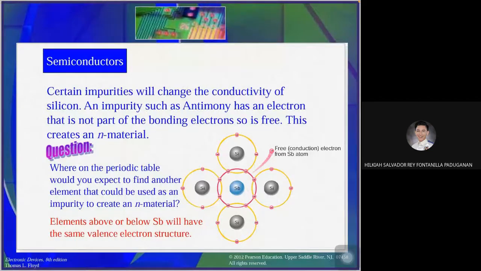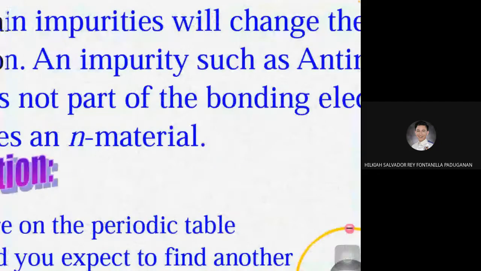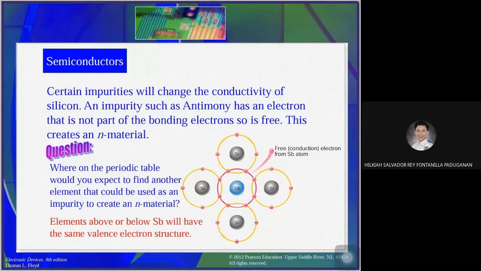Reading it out, certain impurities will change the conductivity of silicon. An impurity such as antimony has an electron that is not part of the bonding electrons, so it is free. This creates an N-type material. N, because it makes the intrinsic material more negative due to the presence of free electrons.